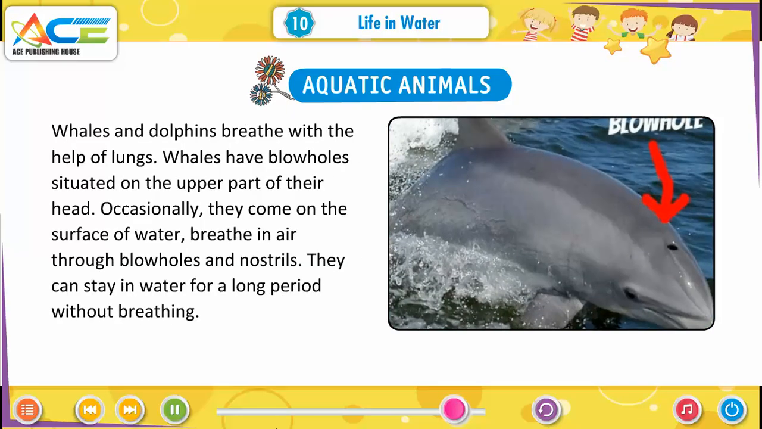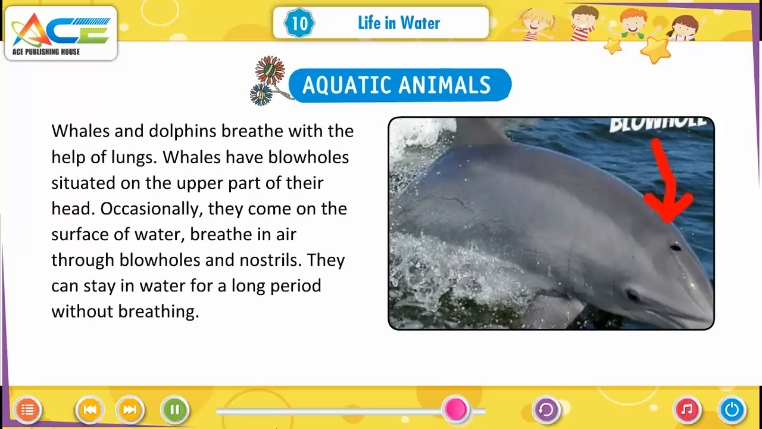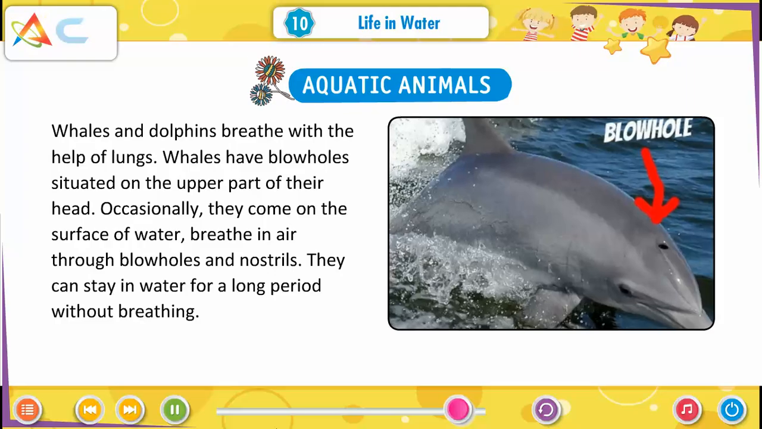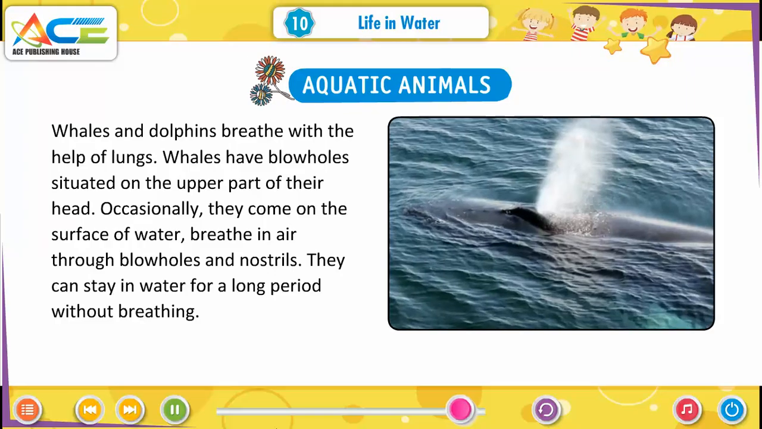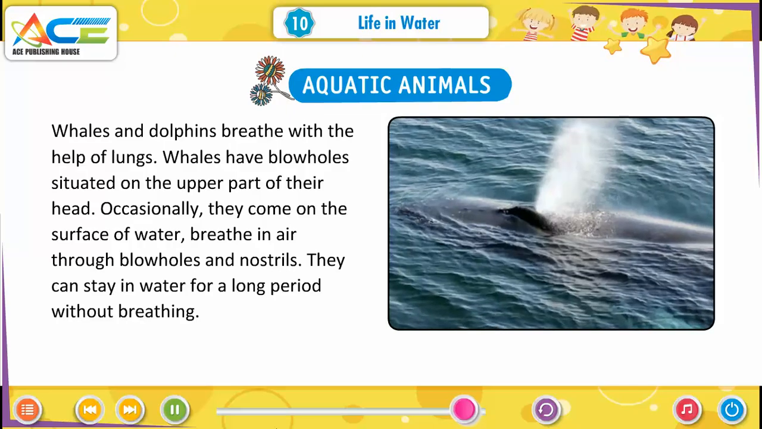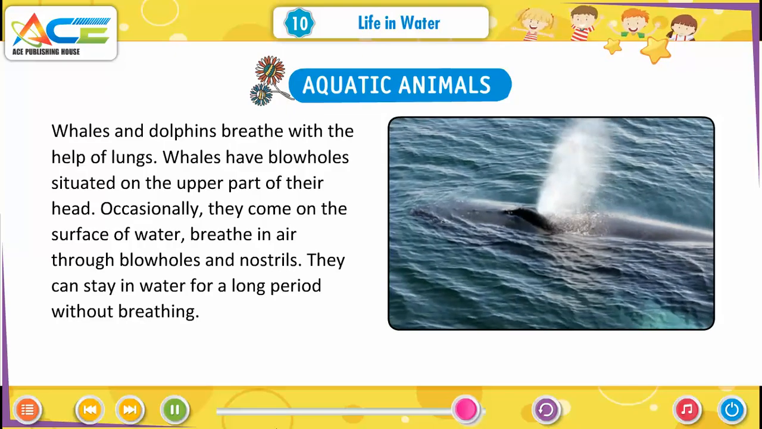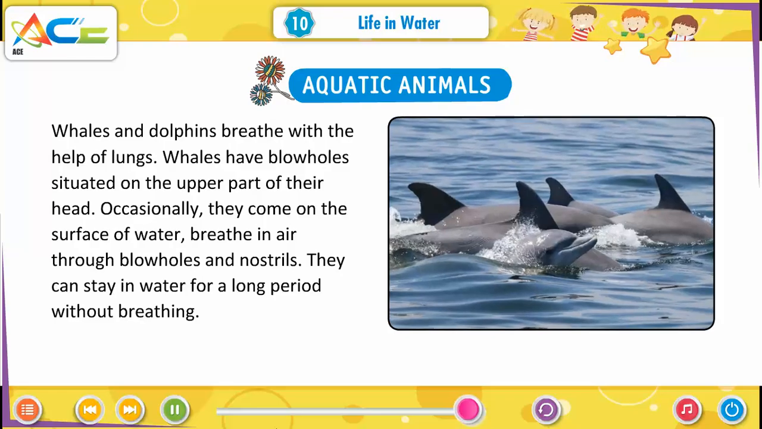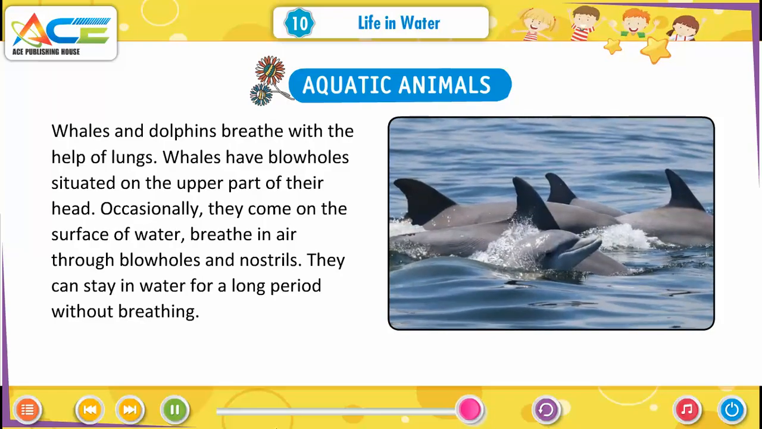Whales and dolphins breathe with the help of lungs. Whales have blowholes situated on the upper part of their head. Occasionally, they come to the surface of water and breathe in air through blowholes and nostrils. They can stay in water for a long period without breathing.